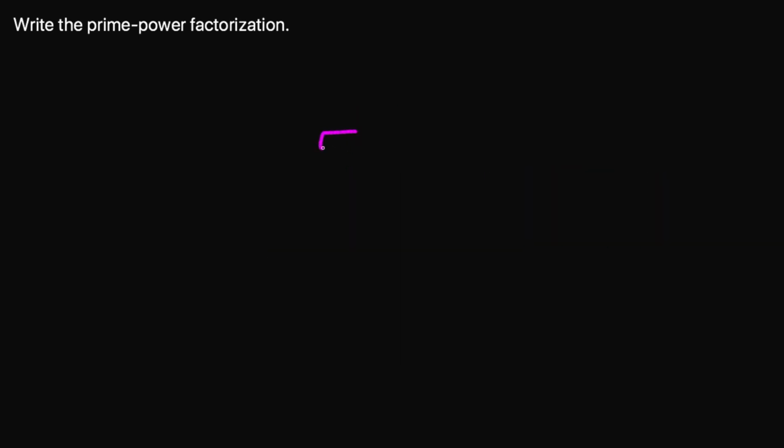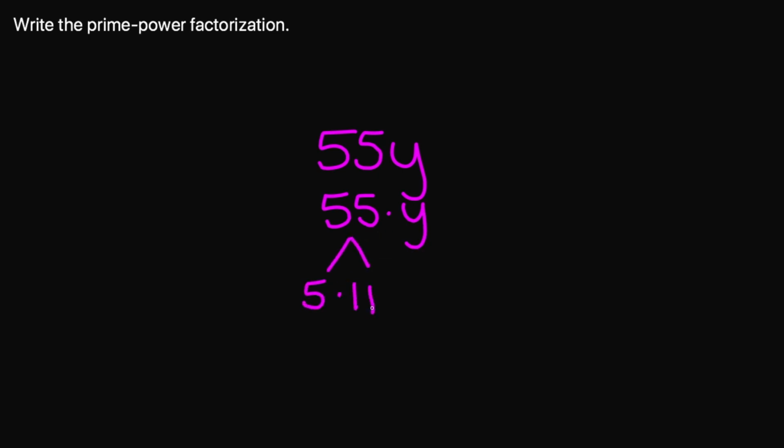Let's try 55y. I can separate my 55y into 55 times y. My 55 can factor into 5 times 11. Since I am now left with prime numbers, I cannot factor anymore. My prime power factorization is going to be 5 times 11 times y. This is your final answer.